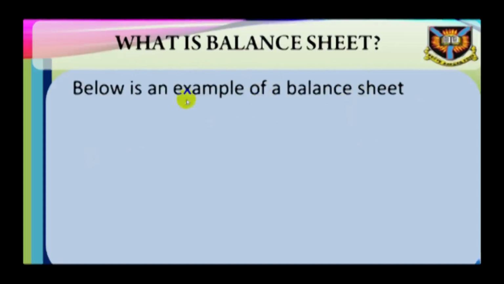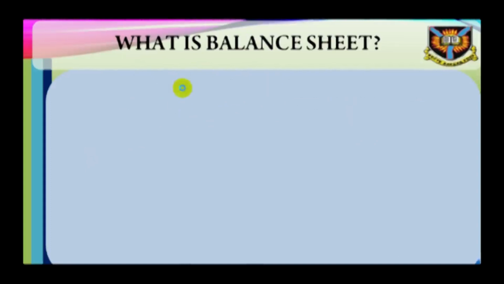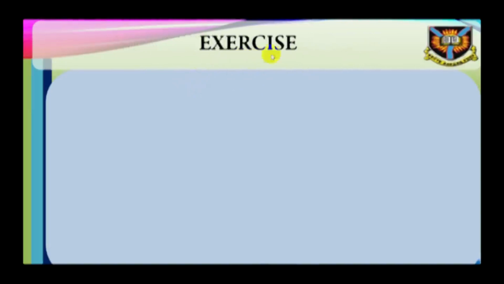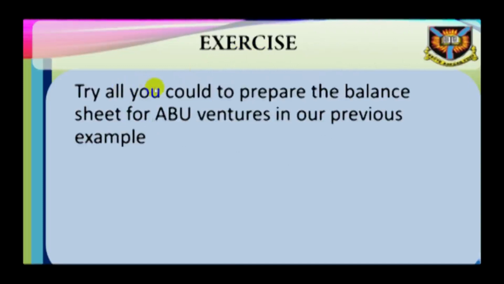Fixed asset, under that we have goodwill, land and building, fixture and fittings, machinery, motor van, and under current asset we have stock, debtors, cash at hand, cash at bank, and then we have the total asset. Under total asset, then we have the capital, add profit, less drawings. Long-term liabilities, we have debenture and total liabilities.